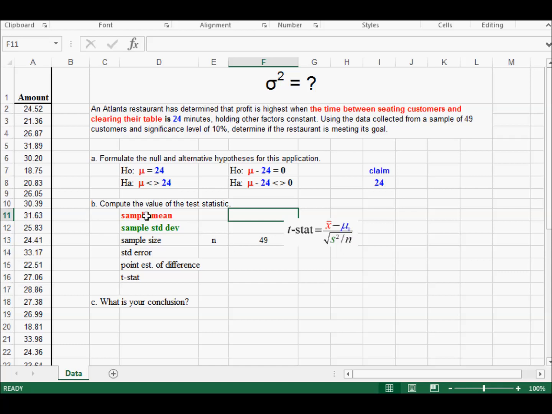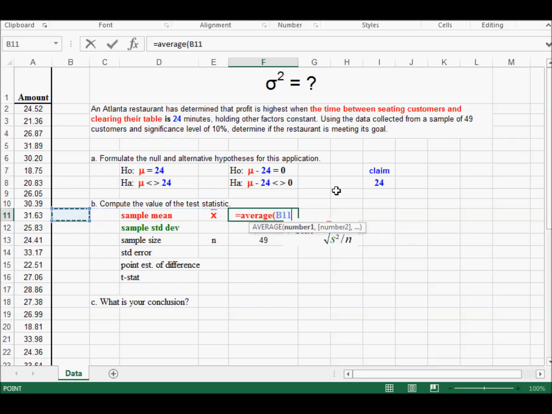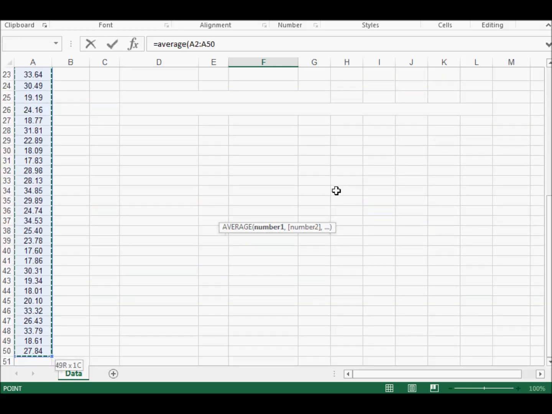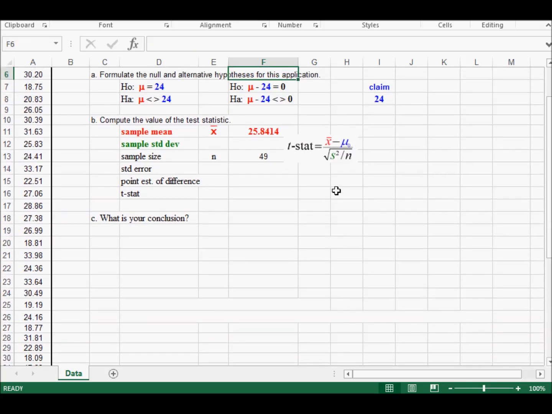And so over here, we need the sample mean, which is denoted x bar. And x bar is computed by typing equal average and then highlighting the data over here. The sample mean is the average of the data in the sample. In our case, it is 25.8414.